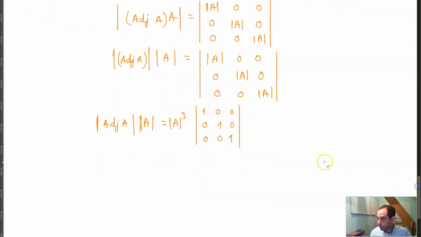And of course when you multiply this determinant by this determinant, you are going to get the same value here, meaning that you'll get determinant A whole cube, and therefore you can say that the determinant of adjoint A times determinant A is equal to determinant A whole cube times 1.